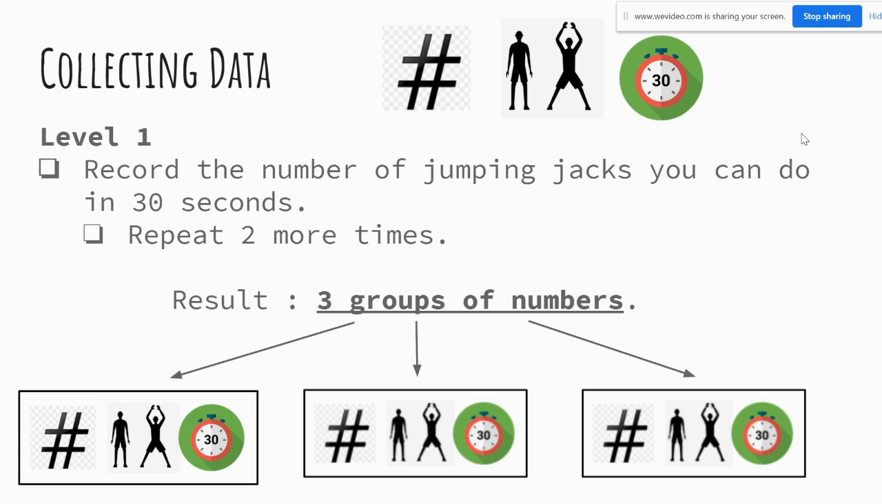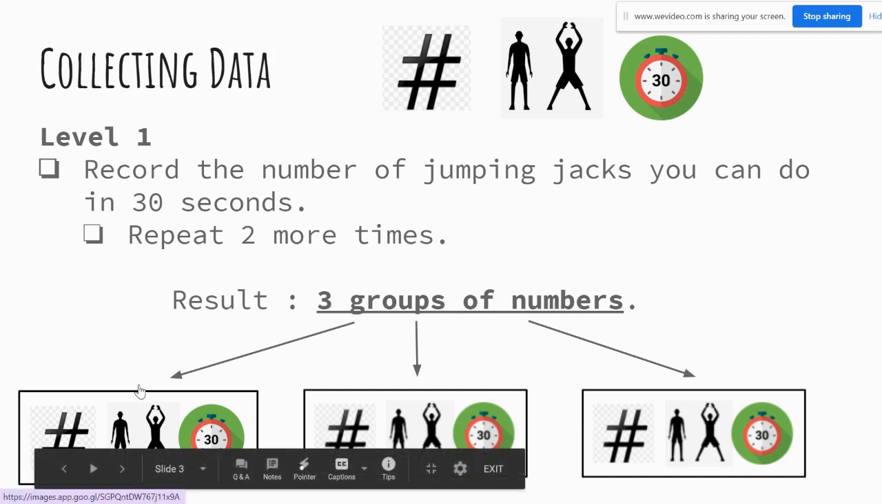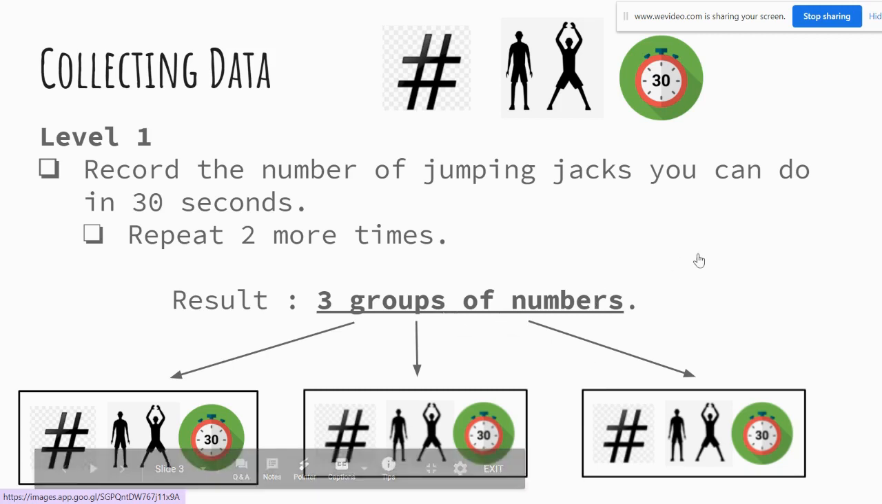So the data we're going to be collecting is the number of jumping jacks that you can do in 30 seconds, at least for level 1. And we're going to take 3 trials of that. We're going to do it once, write it down, twice, write it down, the third time, and write it down. So we're going to end up with 3 groups of numbers.